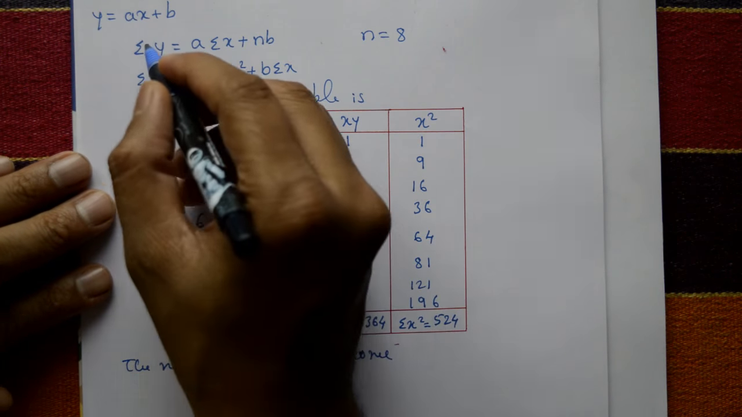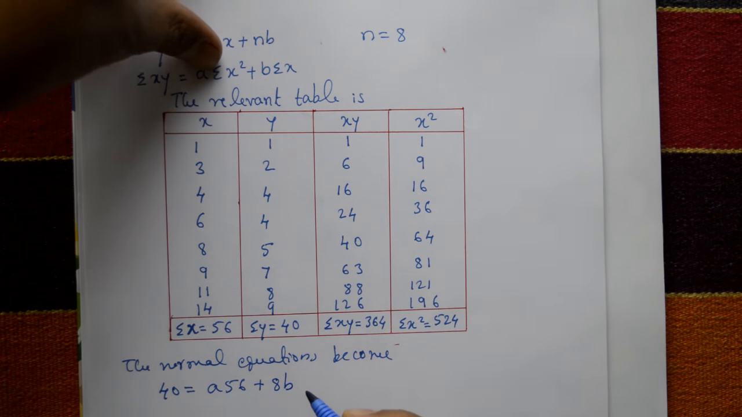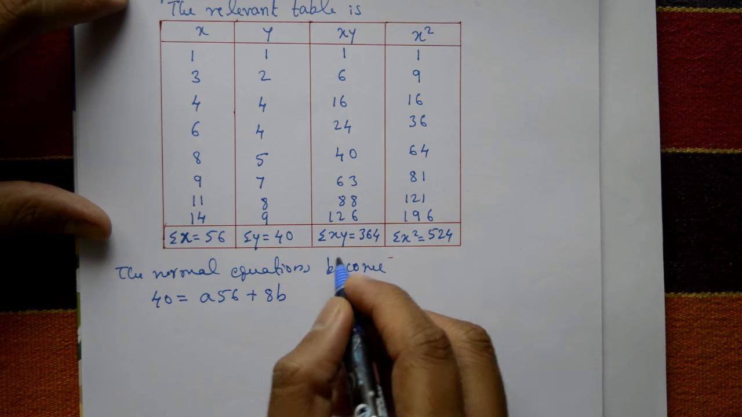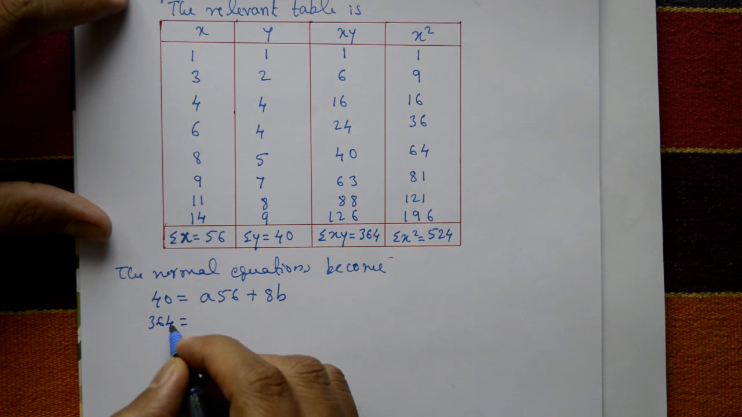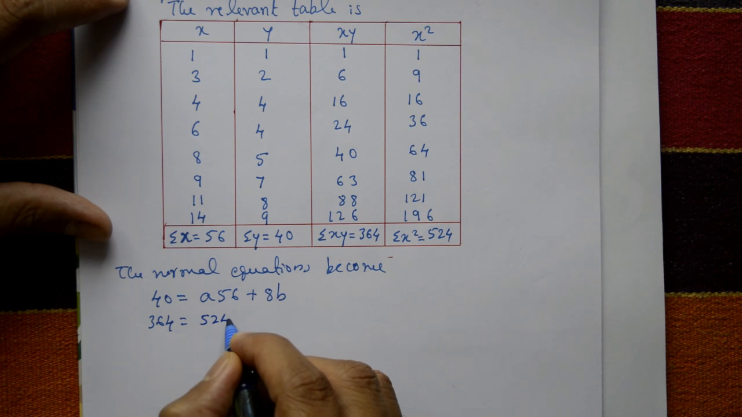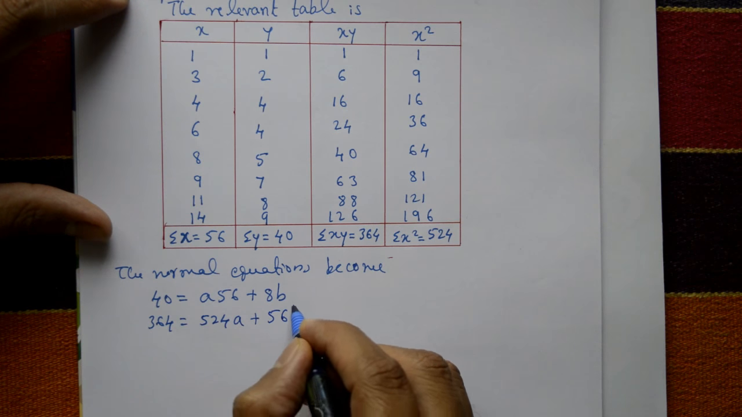Summation y is 40, so 40 = a times summation x, which is 56, plus nb, where n is 8, so 8b. Now the second equation: summation xy is 364, equal to 524a, since summation x² is 524, plus 56b, since summation x is 56.